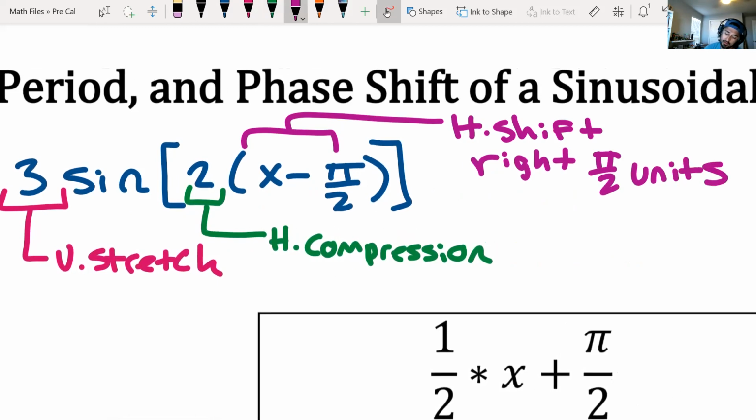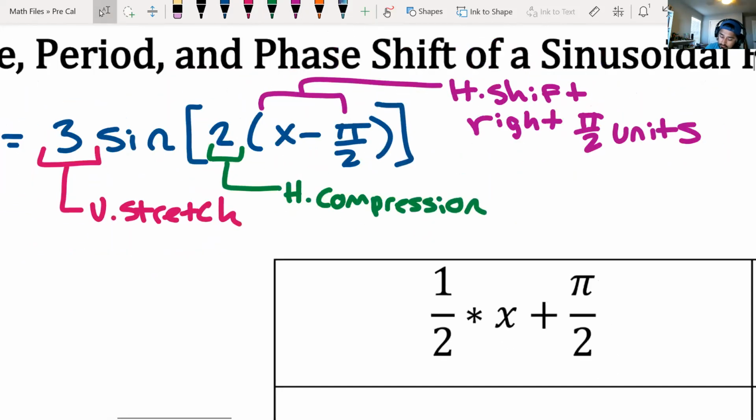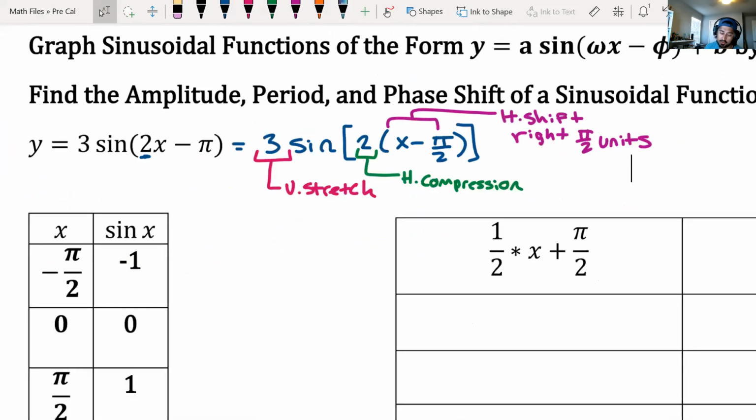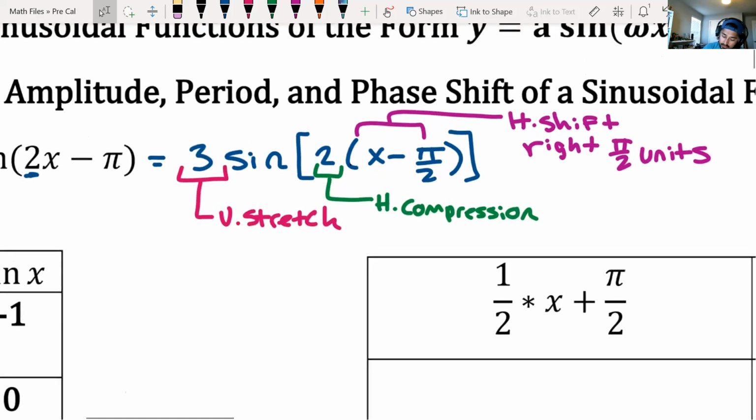So basically your first step is to try to get the x or the variable with a coefficient of 1. Exactly. So you want to factor out whatever the coefficient of x is, so you can see the actual phase shift going on. And it also shows you the rest of the transformations. So the 2 is a horizontal compression, the 3 is a vertical stretch, and the x minus pi over 2 is a shift to the right by pi over 2 units. Okay, I guess I should put the other ones in here. Hang on. This would be a vertical stretch by 3, and this would be a horizontal compression by 1/2.